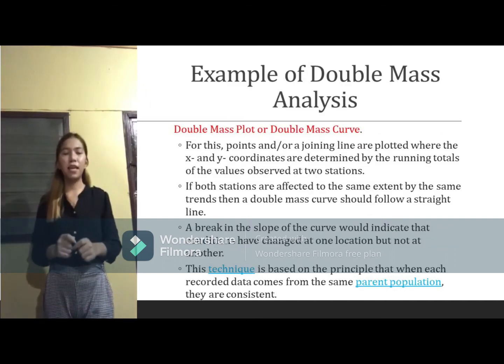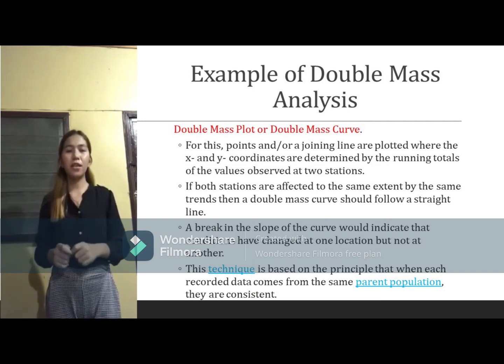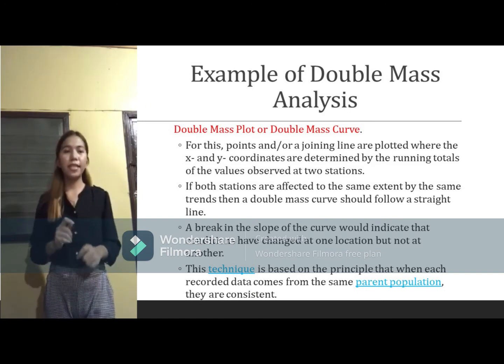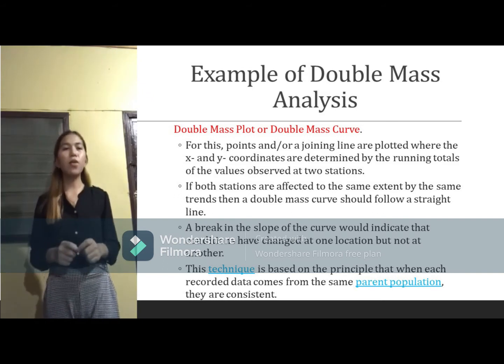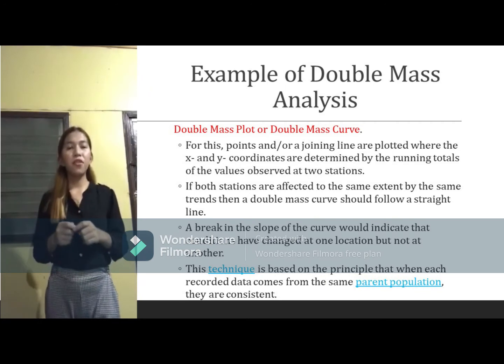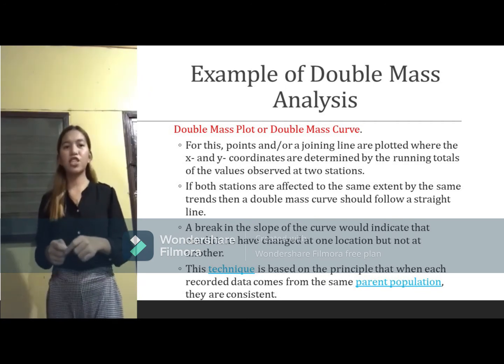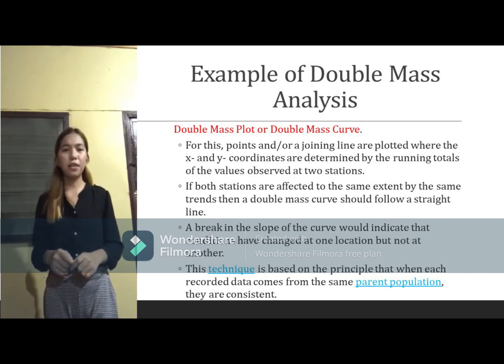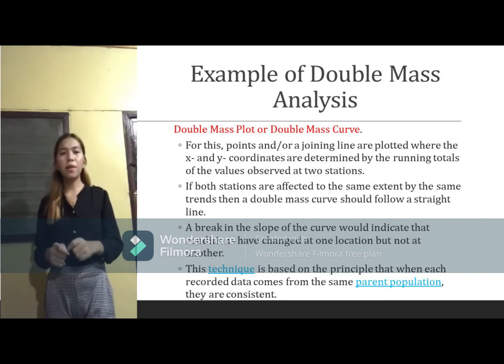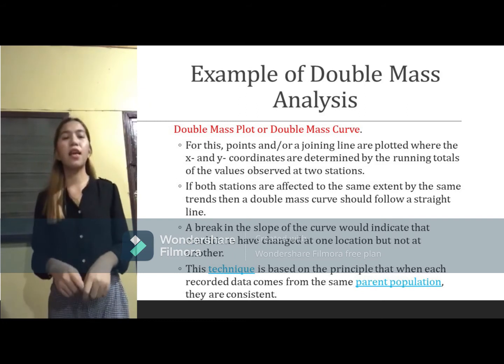of double mass analysis. So, a double mass plot or double mass curve for this point and adjoining line are plotted, where the x and y coordinates are determined by the running totals of the values observed at the two stations. So, if both stations are affected to the same extent by the same trends, then a double mass curve should follow a straight line.